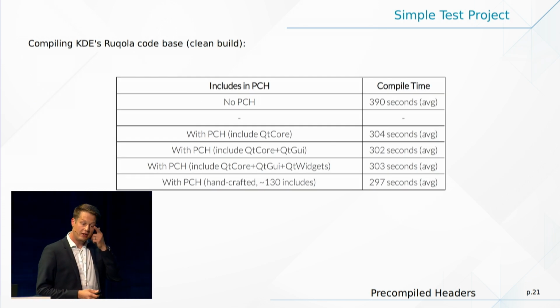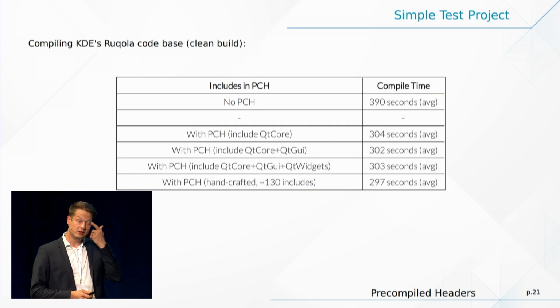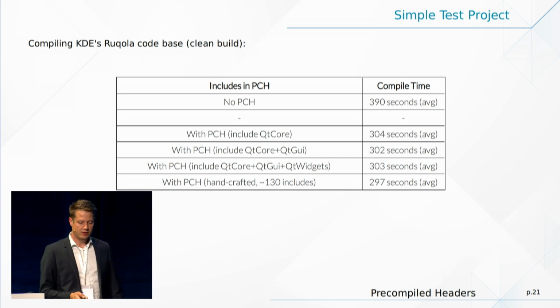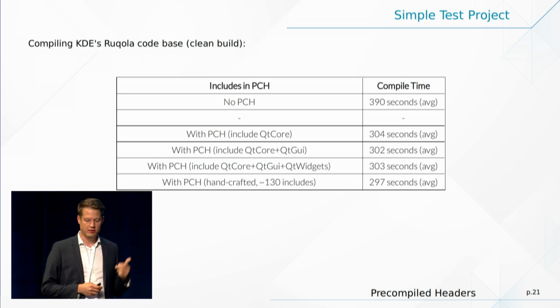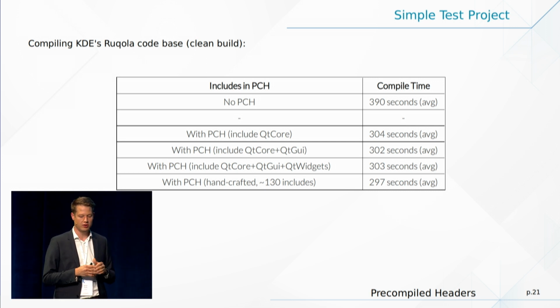I'm again taking that Rucola project as an example. In that table, you can see that when compiling Rucola without precompiled header, it actually takes us 390 seconds to compile. If we use PCH, so precompiled header, and in that precompiled header there's just the Qt core include, then it actually goes down to 304 seconds already. So that's a 25% speed up.